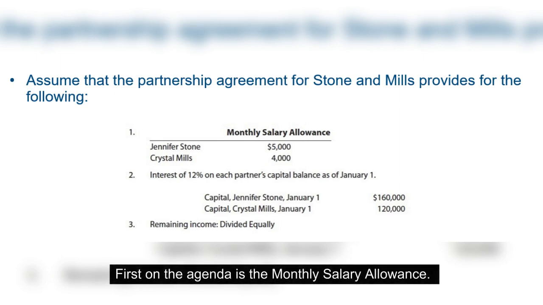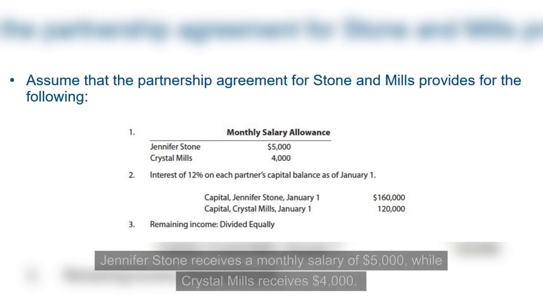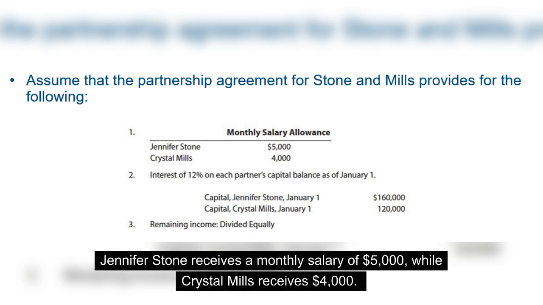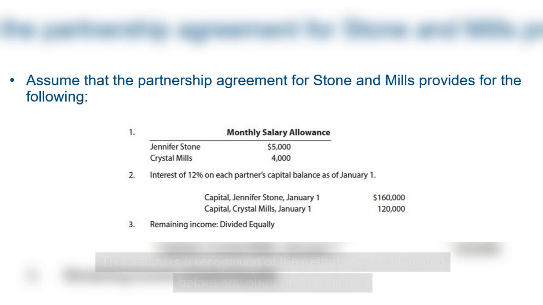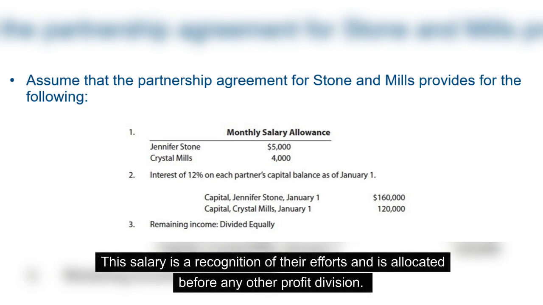First on the agenda is the monthly salary allowance. Jennifer Stone receives a monthly salary of $5,000, while Crystal Mills receives $4,000. This salary is a recognition of their efforts and is allocated before any other profit division.